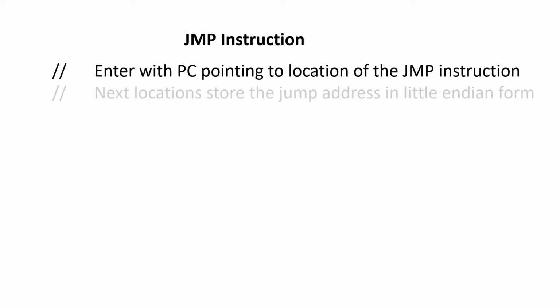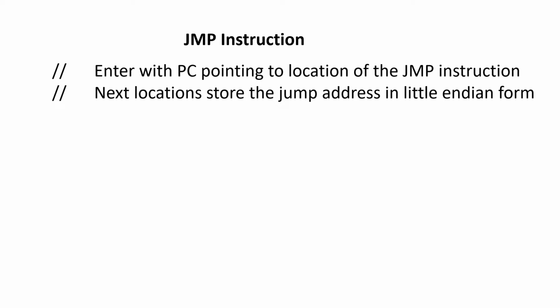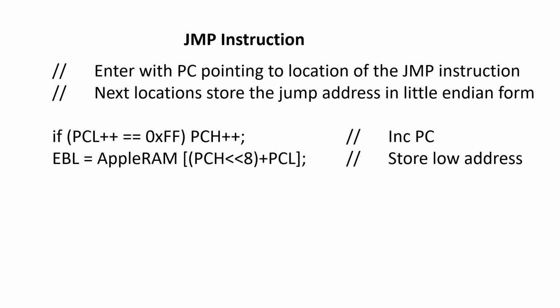I'm going to show here what we're trying to achieve with the jump instruction. We enter the code with the program counter pointing at the jump instruction itself. So the first thing we need to do is increment the program counter and point to the first part of the new address. Then we read this value and we need to store it somewhere. I can't just put it directly into the PCL variable because we still need to use the current PCL to fetch the second part of the new address.